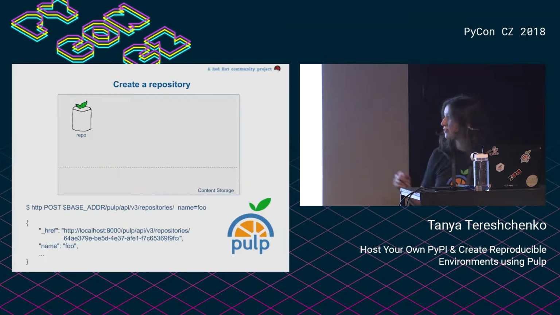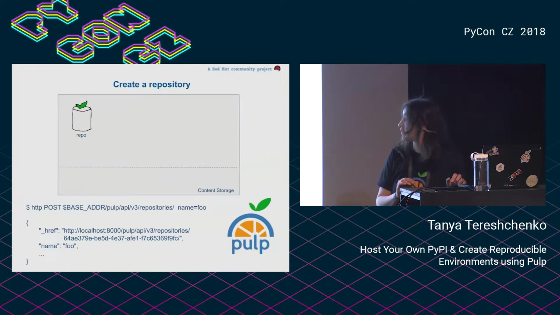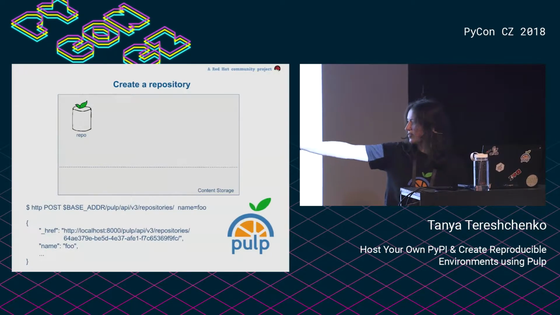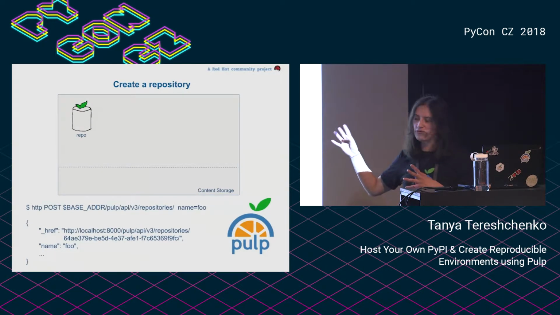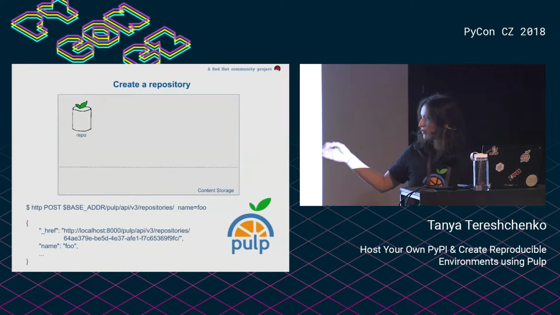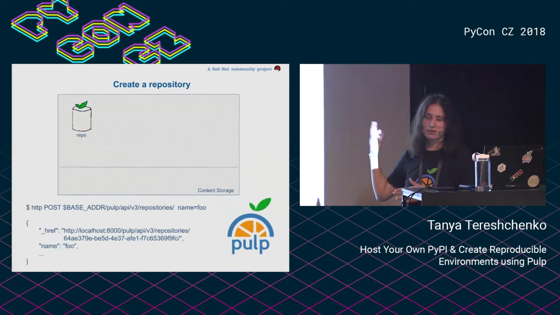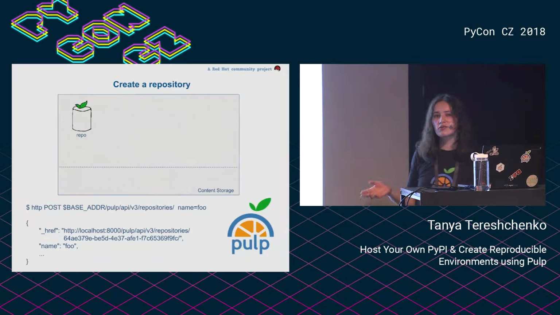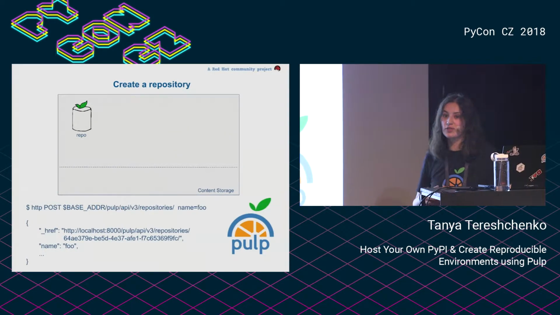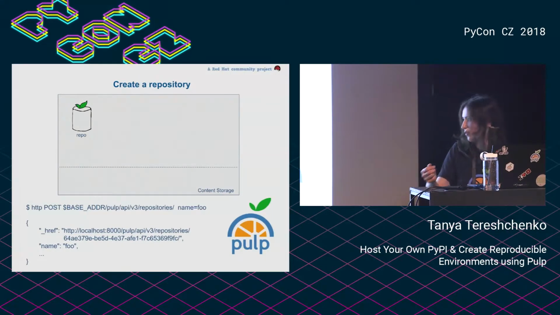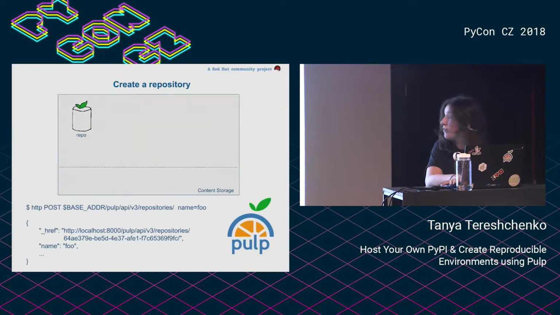You can do it easily via post on the repositories endpoint, and the only parameter you have to provide is name. In response, you will receive a lot of information like created date, description, and whatnot. But most importantly, you will have the URI, this identifier, href, for the object you created. And we will use it further in our API calls. And in general, in Pulp, whenever you create a new resource, you can expect to have a URI for it.